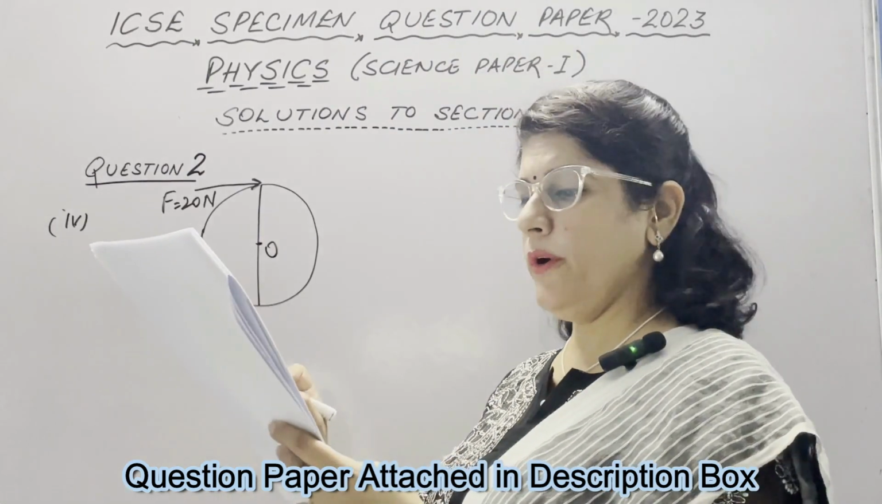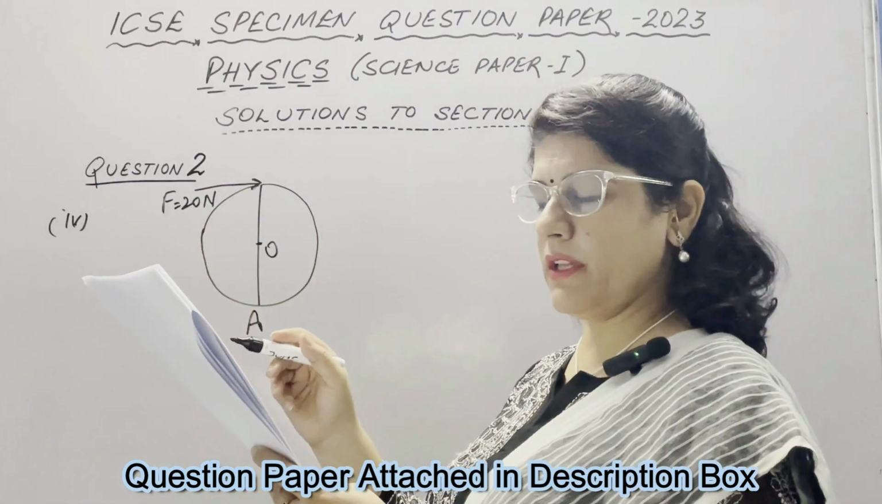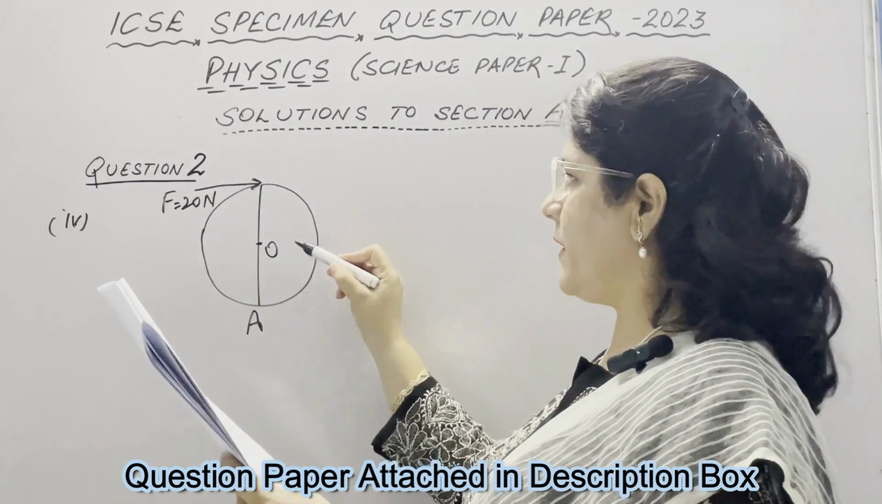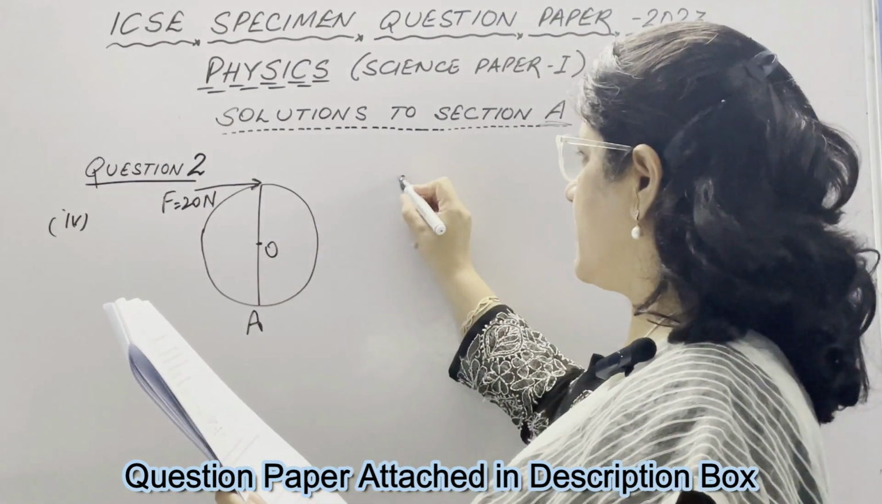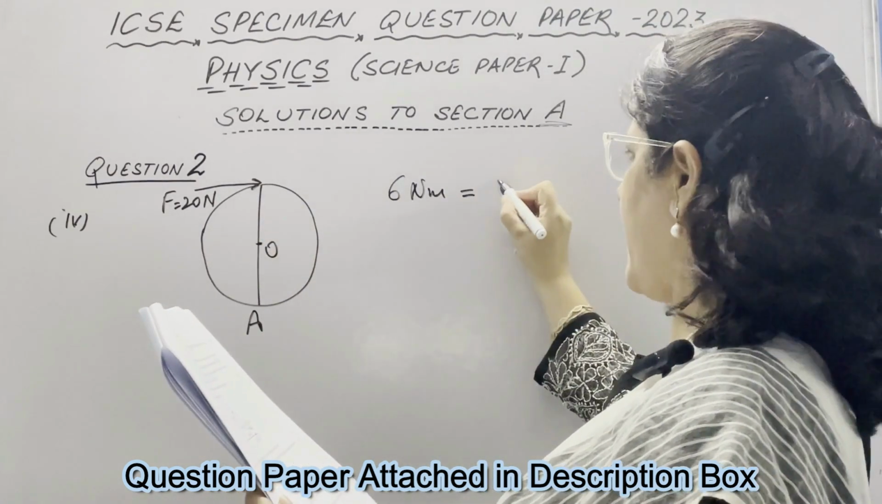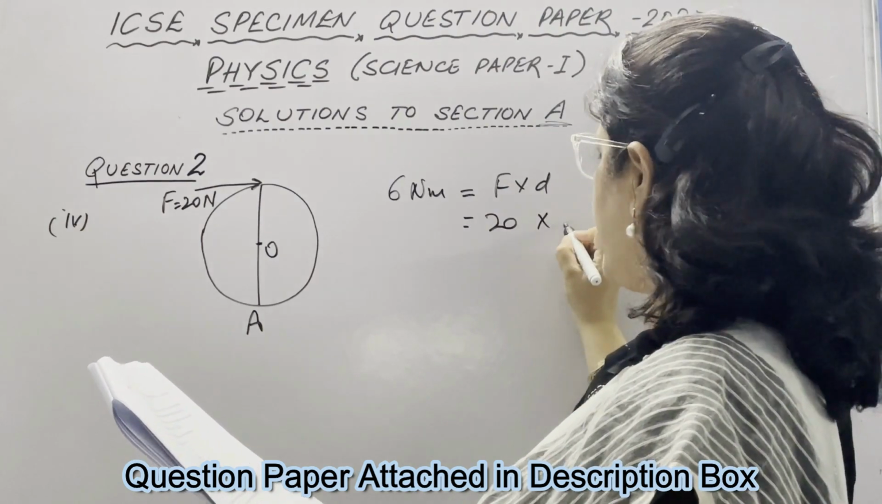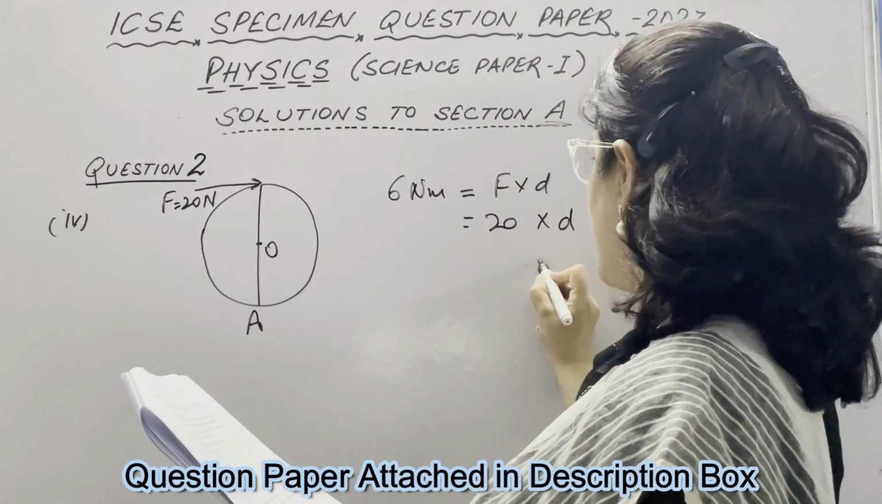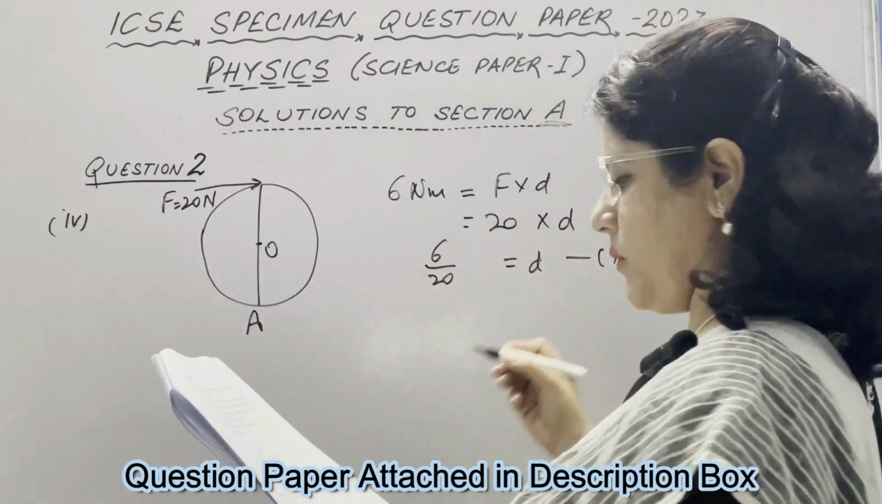In part number 4, the moment of force which is of 20 Newton is given in the numerical about the center of the wheel O. Value of moment is given. It is 6 Newton meter. 6 Newton meter is the value of moment and its value is F into D. It means value of F is 20 and D is unknown to us. So value of D comes out to be 6 divided by 20. This is our first equation.